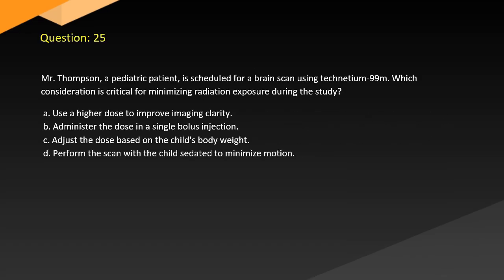Question 25. Mr. Thompson, a pediatric patient, is scheduled for a brain scan using technetium-99m. Which consideration is critical for minimizing radiation exposure during the study? A. Use a high dose to improve imaging clarity. B. Administer the dose in a single bolus injection. C. Adjust the dose based on the child's body weight. D. Perform the scan with the child sedated to minimize motion.